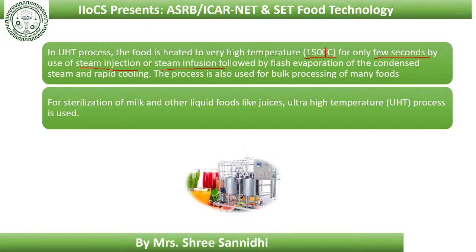For sterilization of milk and other liquid foods like juices, the ultra high temperature process is used. So what do they do in the ultra high temperature process? They basically inject or infuse steam into the food. Like if you take milk, they inject high temperature steam into the food, and then they flash evaporate whatever steam they have used. So they will remove all the steam they have infused. This will ensure that the microorganisms are killed inside the food.